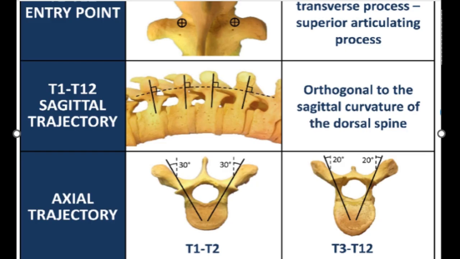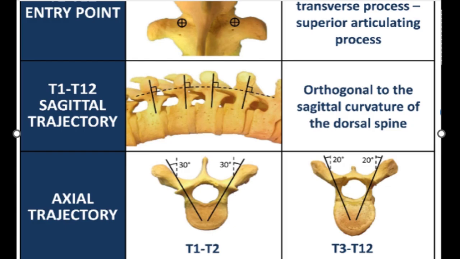And what is the sagittal trajectory? Craniocaudally, the trajectory should be perpendicular to the overall curvature of the spine, that is the posterior elements, like the superior articular facet and the inferior articular facet. The trajectory should be perpendicular to that craniocaudally. And mediolaterally, what should be the trajectory? That is T1, T2, it should be 30 degrees, and in the rest of the spine, that is T3 to T12, it should be about 20 degrees.